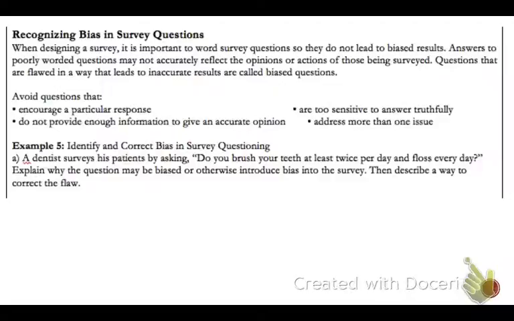So look at example 5. We're going to identify and then correct the bias in this survey question. So a dentist surveys his patients by asking, do you brush your teeth at least twice per day and floss every day? Well, if that were me, right away I would be thinking, oh, my dentist wants me to be brushing my teeth at least twice per day and flossing every day. So I would feel like there's some kind of positive or expected answer there.